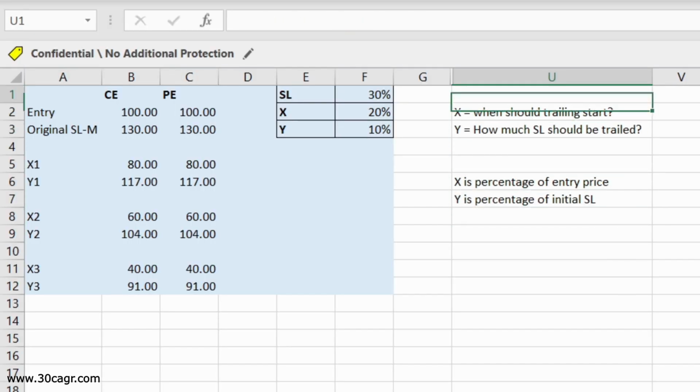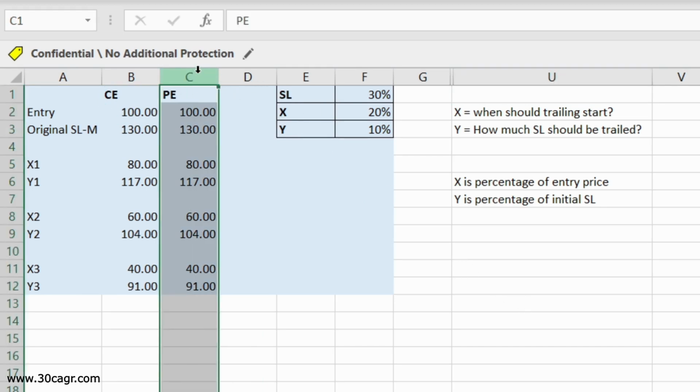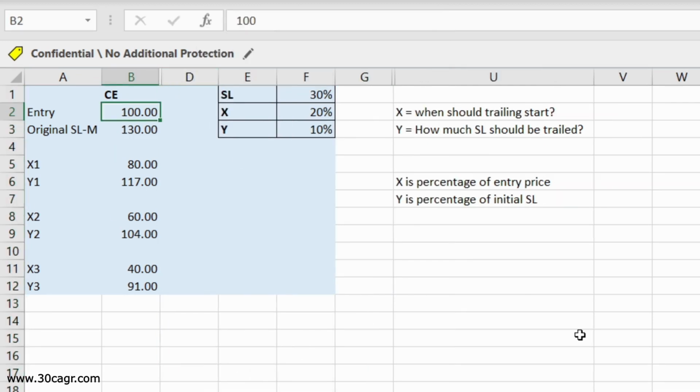I have an Excel spreadsheet that explains this concept in detail. Now, let us say we sold a call option at 100 rupees and then we sold a put option also at 100 rupees. Or let us say only one leg so that it will be easy for you to understand. All right. So we sold a call option at 100 rupees and the initial stop loss is 30%. And so the original stop loss would be 130.